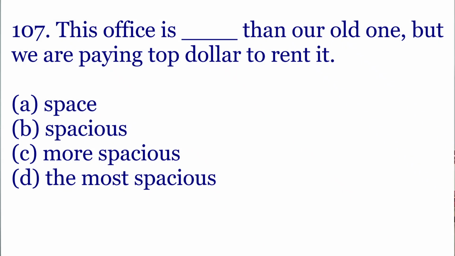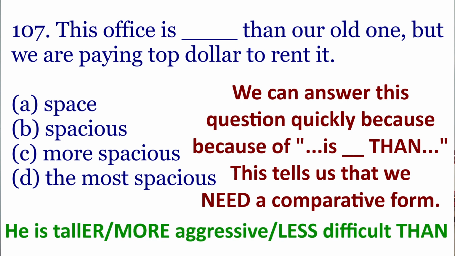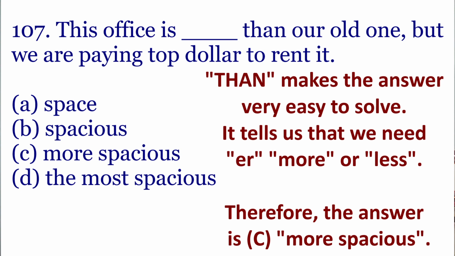Now let's look at 107. This one we can answer quickly. We see the key word then, THAN. Therefore, we need a comparative adjective before. For example, he is taller than me, so that's ER. Or he is more aggressive than me, so we have more adjective. Or it is less difficult than I had expected. Then is a huge clue. When you see then, you will need a comparative form. The comparative form here is C, more spacious, more spacious. So once we see then, we've got the answer.